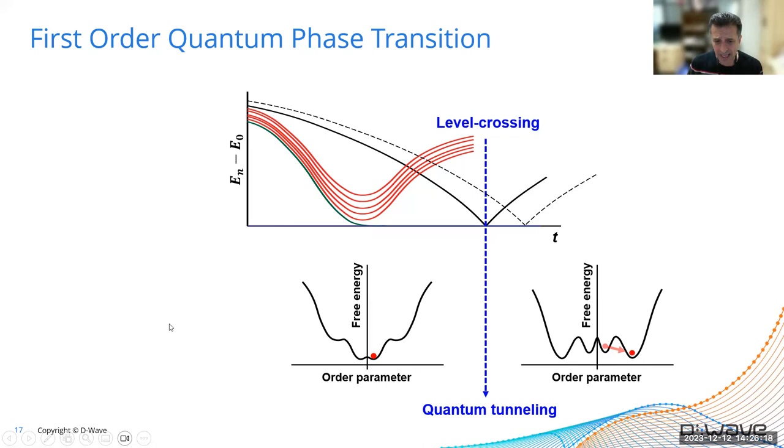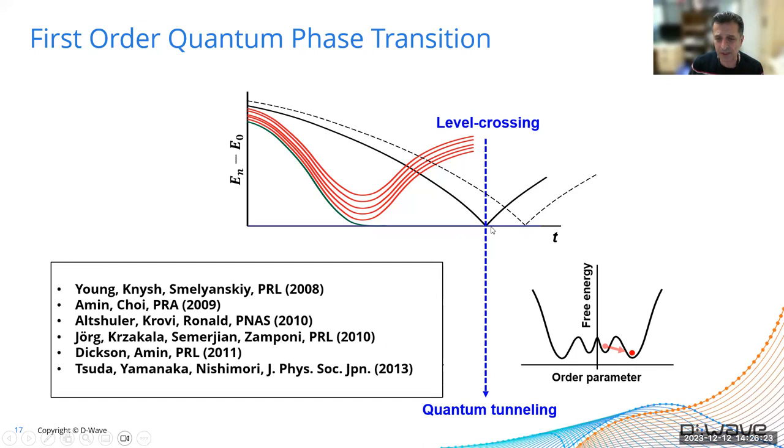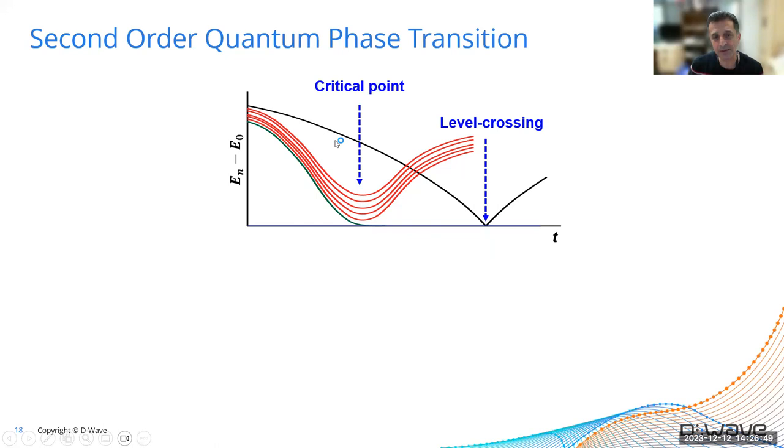So there are actually a number of papers in the literature about this type of minimum gap or level crossings. I'm listing a few pioneering papers in the context of adiabatic quantum computation. There are many, many more after. And I don't want to talk about this. This is not the topic of my presentation. What I'm going to talk about mostly is this second order phase transition.